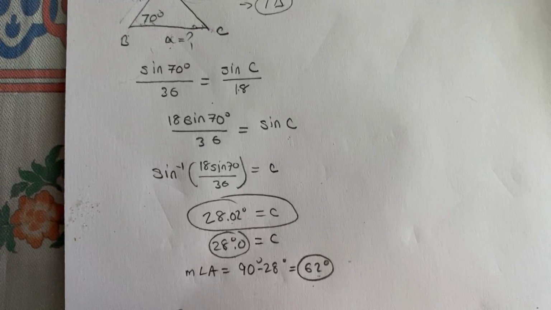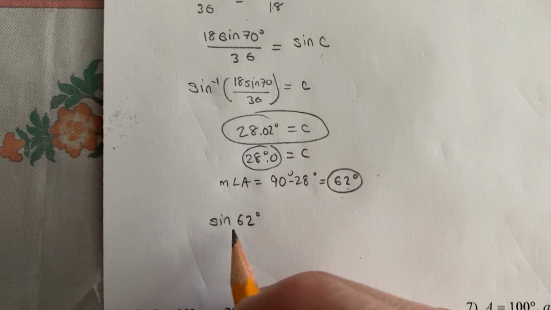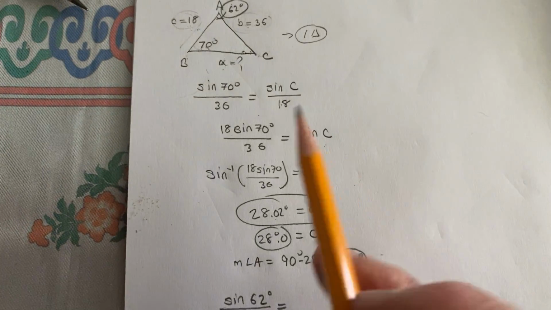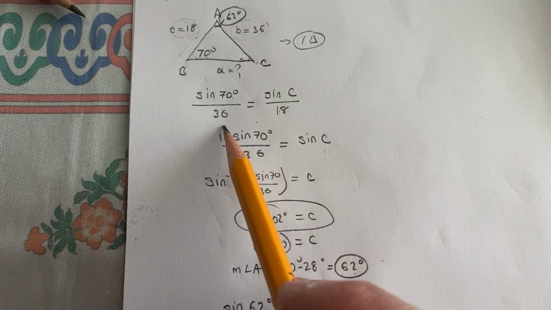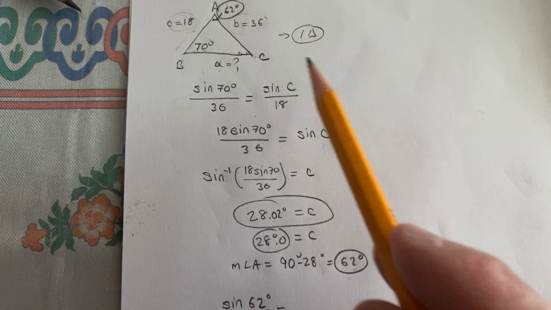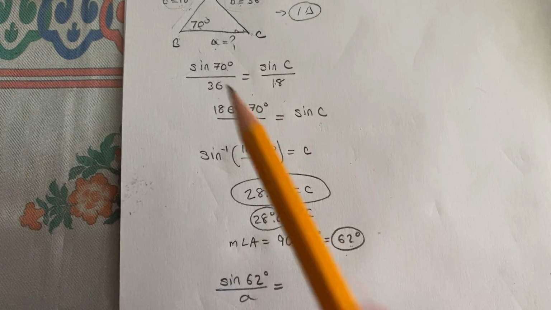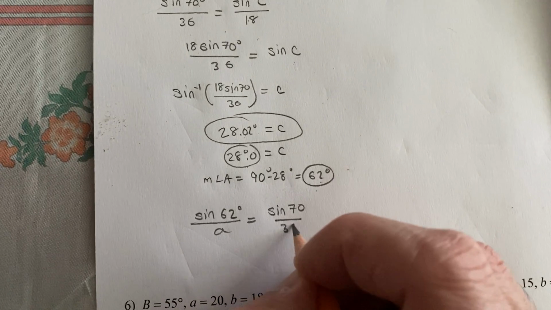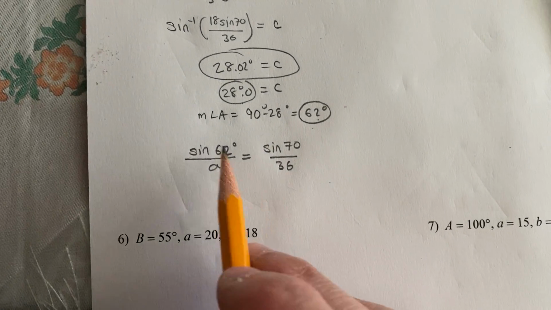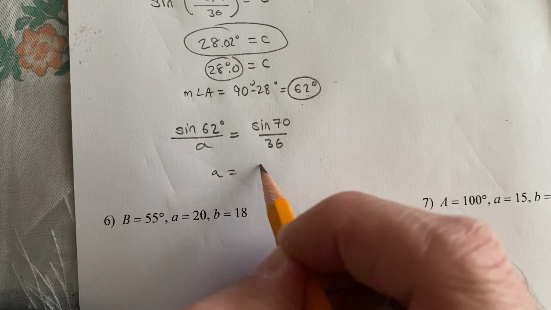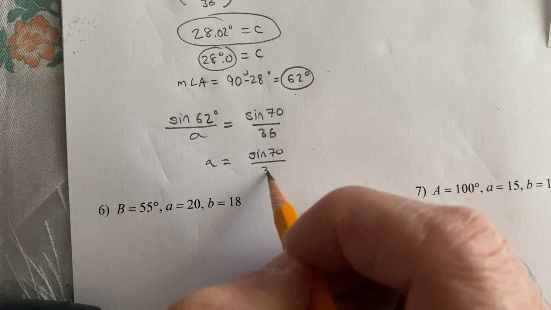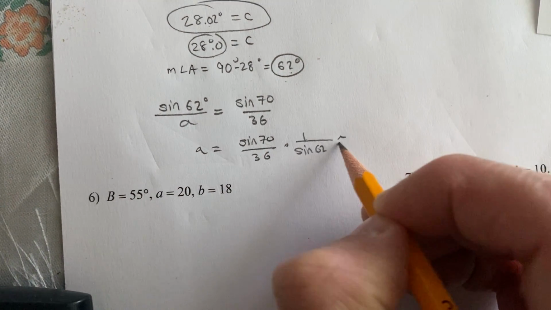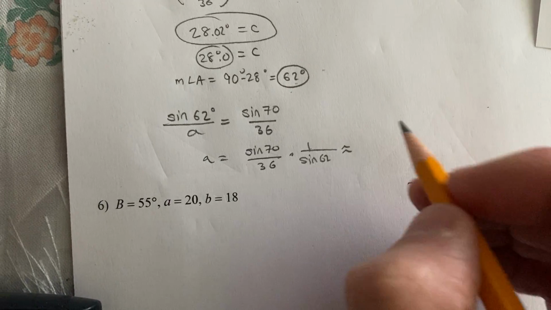So I'm going to say sine of 62 over little a is equal to, it doesn't matter which ratio you want to use. You can use sine of 70 over 36, sine of 28 over 18, it doesn't matter. I'm just going to use sine of 70 over 36. This is just a straightforward cross multiplication problem. A is equal to sine 70 over 36 times 1 over sine 62. Approximately, little a on this problem, you'll get 37.9.